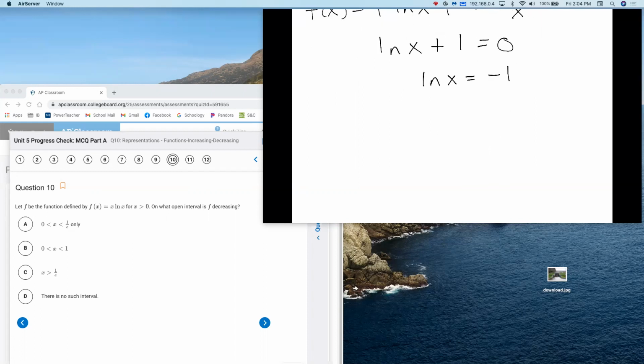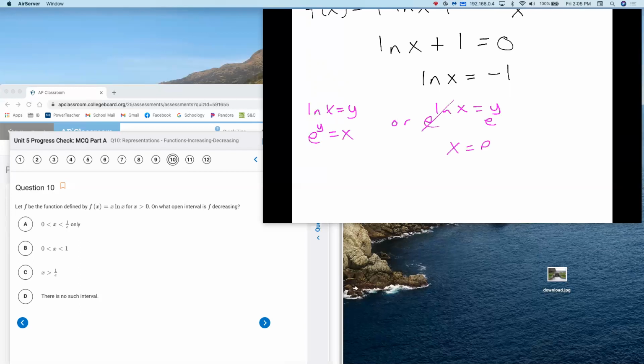One way we can do it is we can know that the natural log of x equals y is the same thing as writing e to the y is equal to x. Or we know that if we have the natural log of x equals y, and we raise both sides to the power of e, these go away, and you get that. Okay, so those are the notes that you maybe would have in your head. So from that, we know that x has to equal e to the negative 1. Any questions on that? Okay.